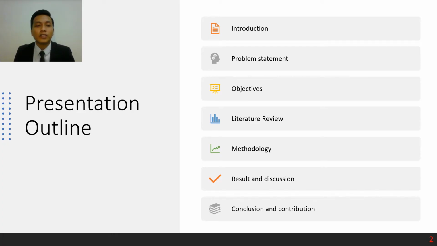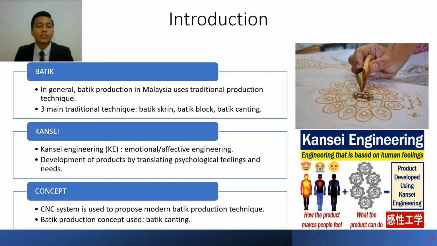This is the presentation outline from my presentation today. Introduction. In general, batik production in Malaysia uses traditional production techniques. Traditional production techniques have three main types, which are batik screen, batik block and batik canting.